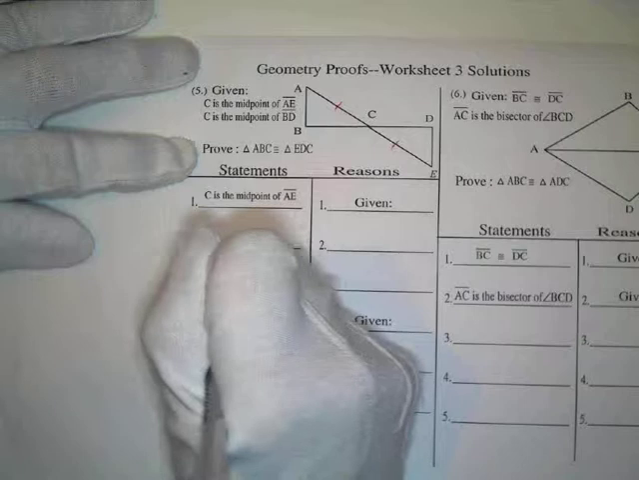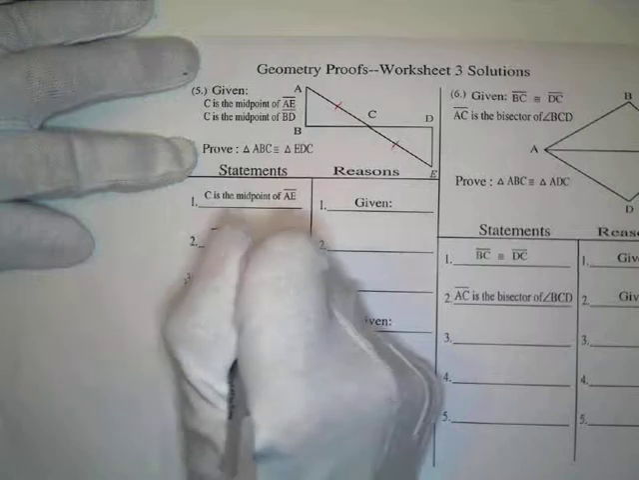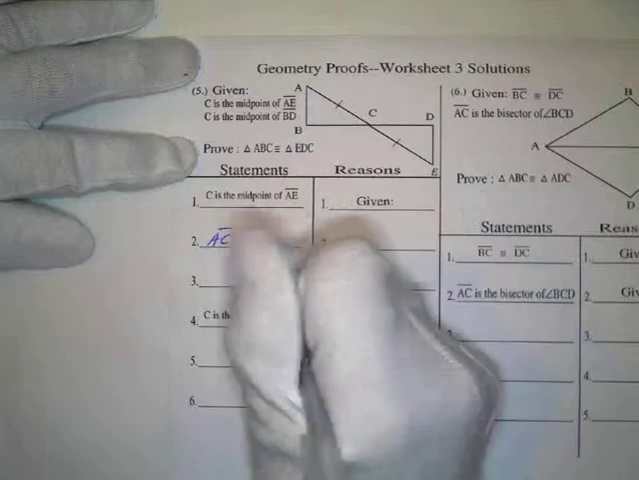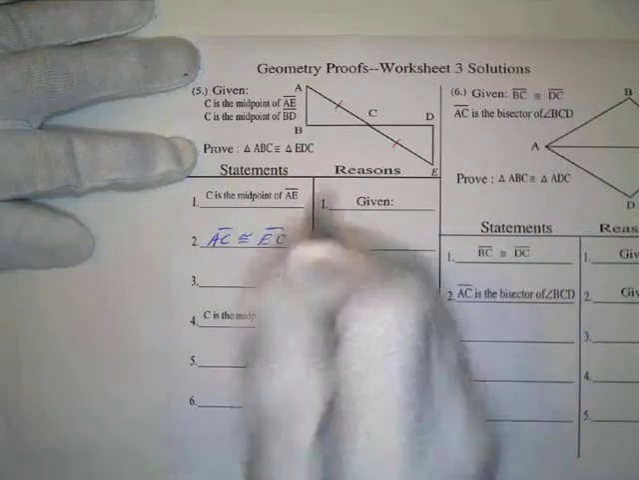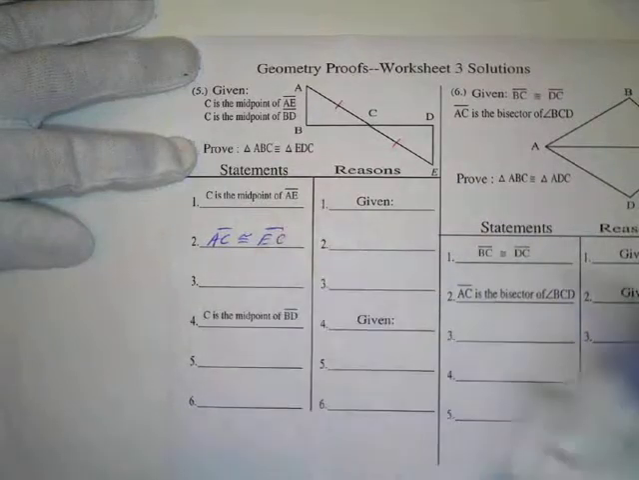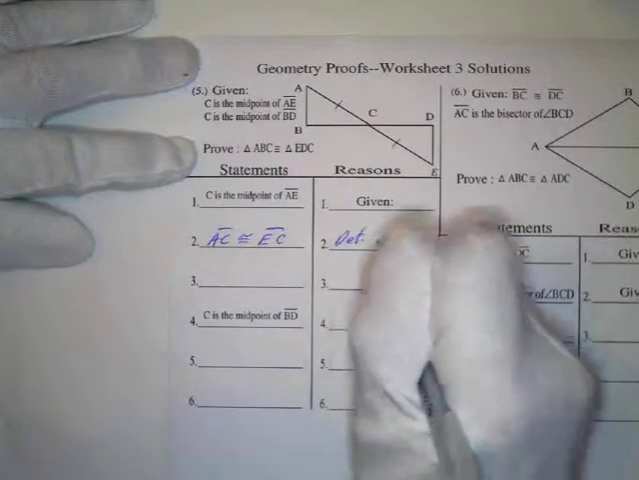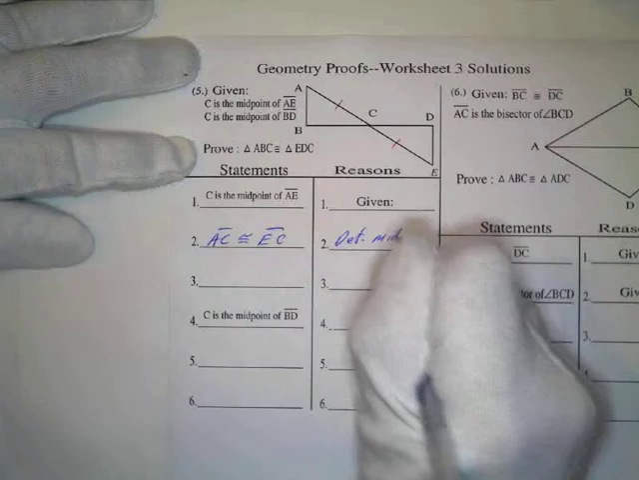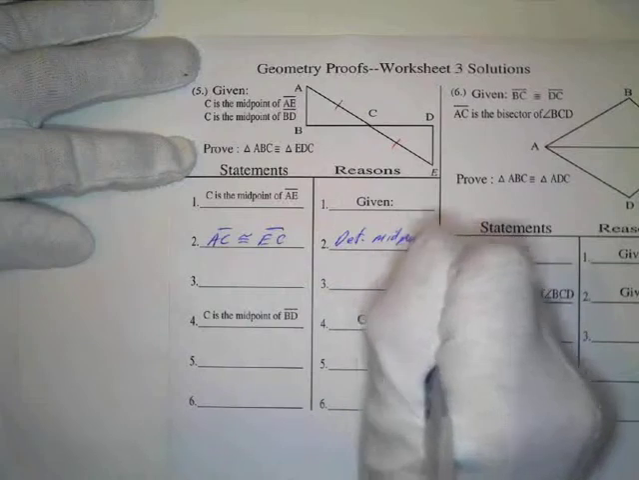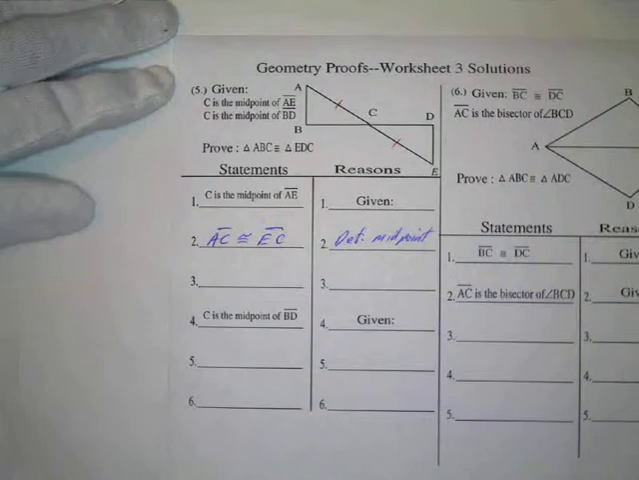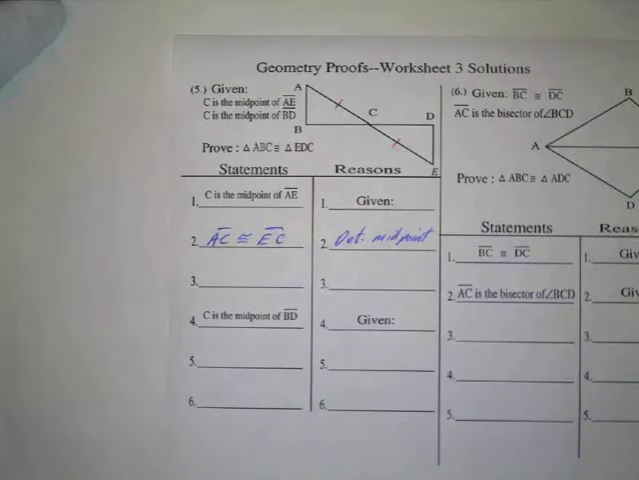So AC is congruent to EC. And why is that? That's the definition of a midpoint. A midpoint divides a segment into two congruent segments. Now that gives me a side.